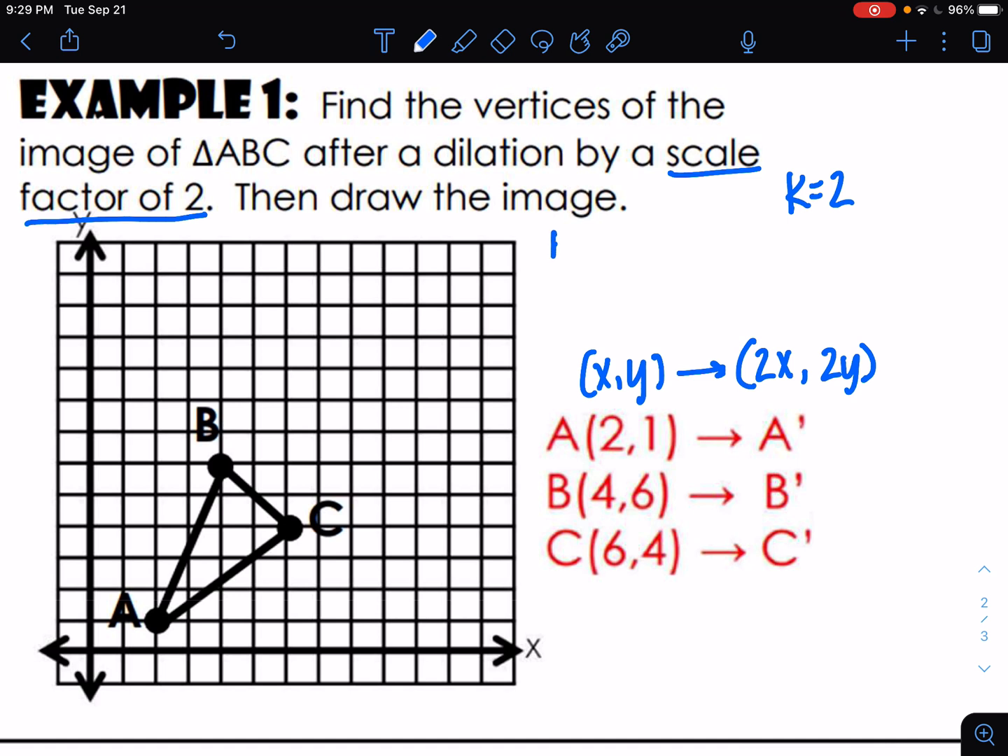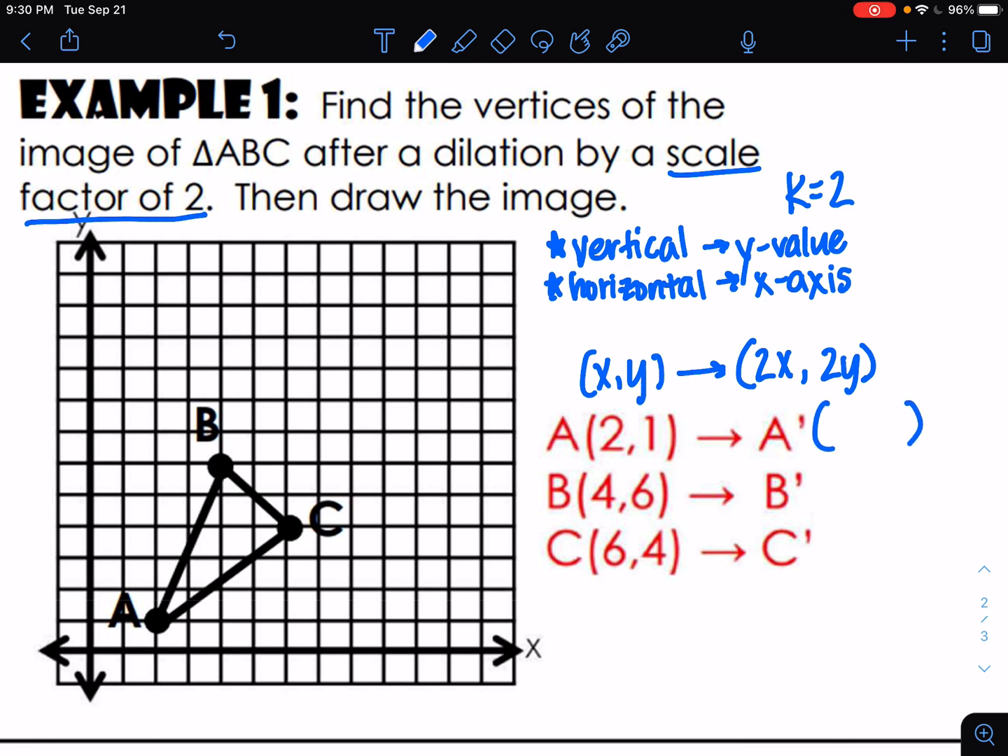Make a note though that if it does say a vertical dilation, vertical means you're going to only multiply it by the y value. Why is it the y value? Because the y-axis runs vertically up and down. If it's a horizontal dilation, then obviously you know which axis runs horizontally. That's your x-axis. So you would only multiply the x value by that number. In this case, though, it doesn't specify, so we're going to multiply both.